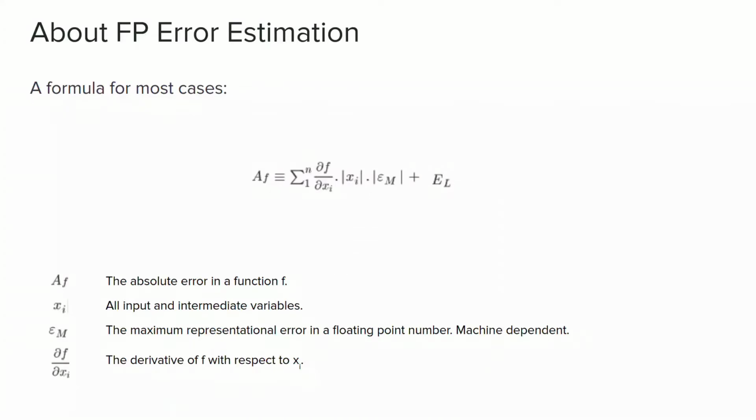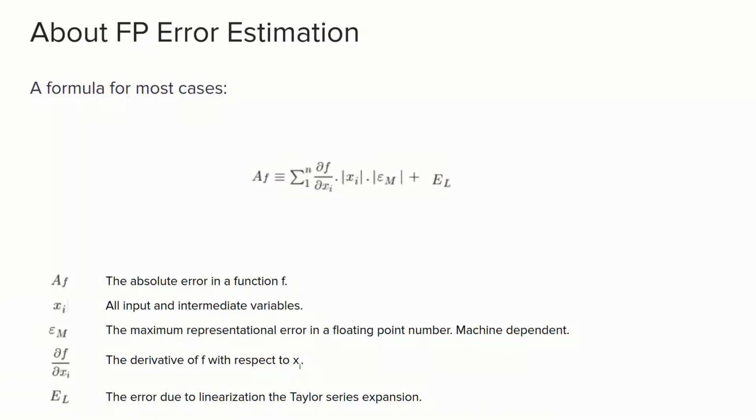Lastly, very obviously, delta f by delta xi is the derivative of the function f, which is also called the target function. This is the function we want to estimate the error in. And delta f by delta xi is the derivative of f with respect to the intermediate variable or input variable xi. And lastly, this is a term that we don't really care about specifically in our case, but it doesn't hurt to go over it. So EL is the error due to linearization in the Taylor series expansion.